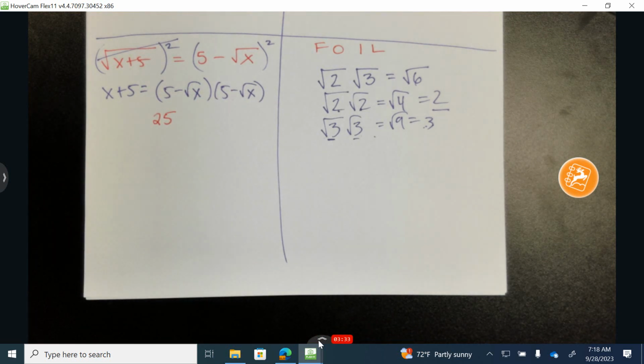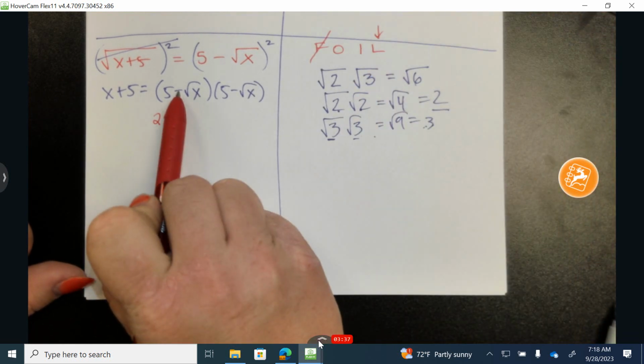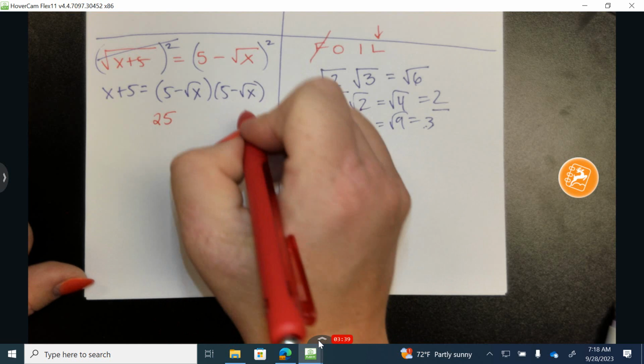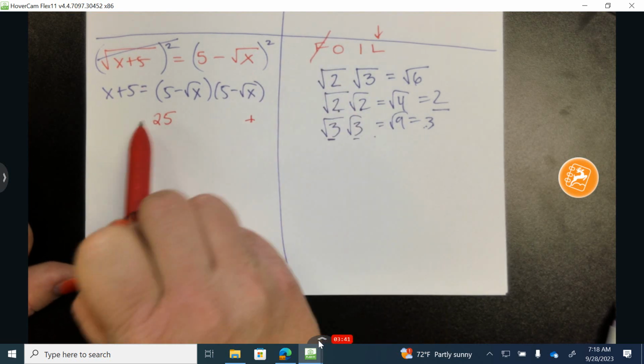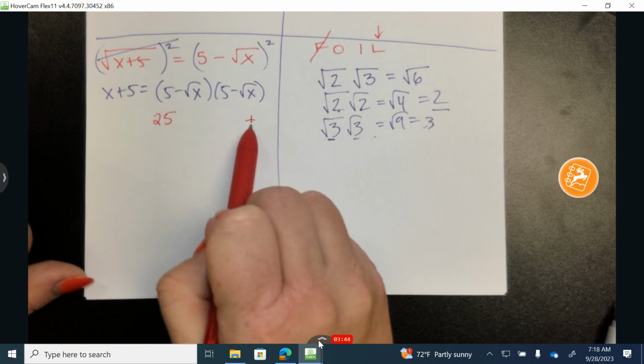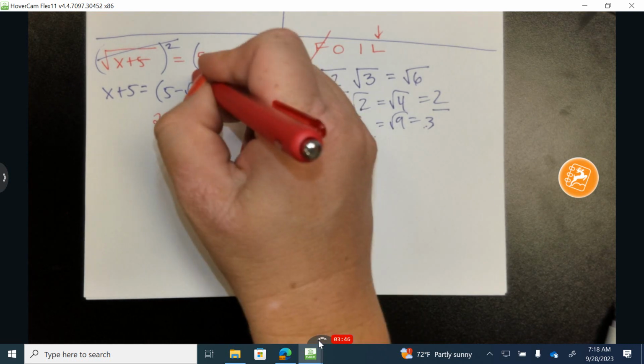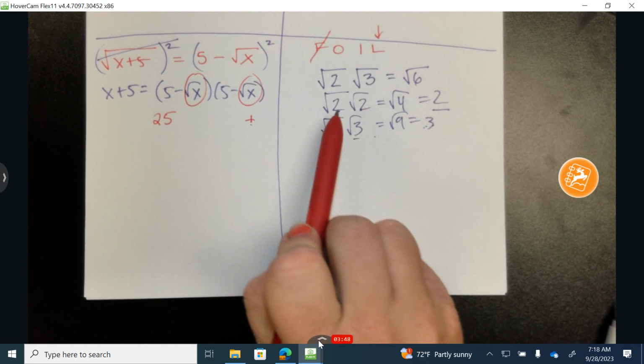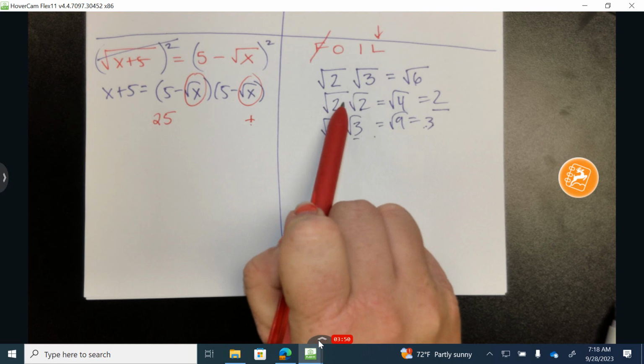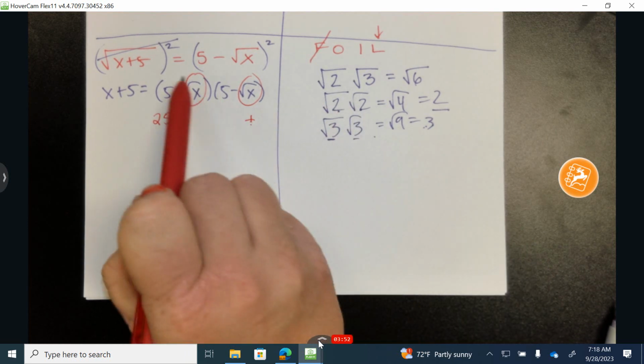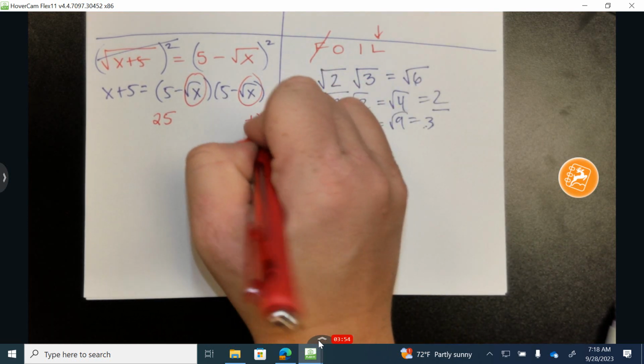Now I'm going to multiply the backs. So I did the front. I'm going to multiply the last next. Negative times a negative I know is a positive. Again, I did the front. A negative times a negative is a positive. And now here we go again. We have the exact same quantity. So just like I told you, the square root of 2 times the square root of 2 is just 2. So the square root of x times the square root of x is just x.